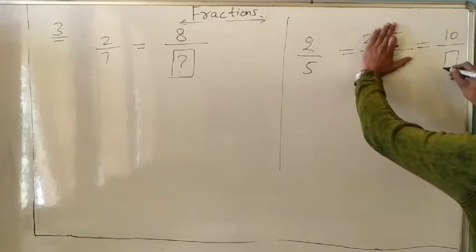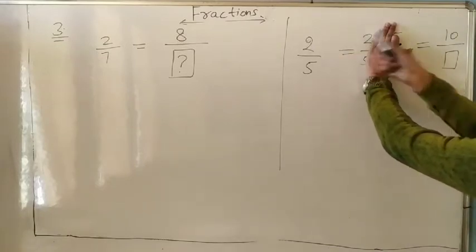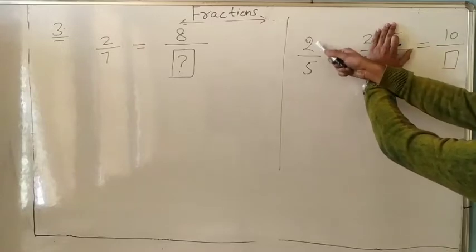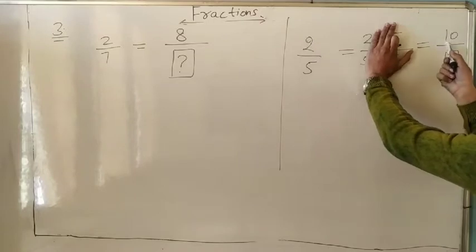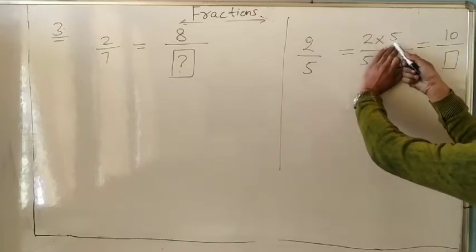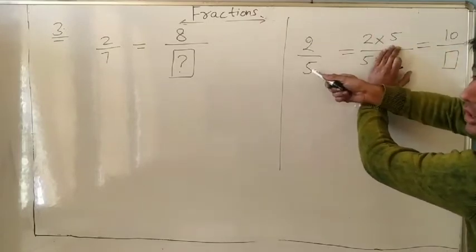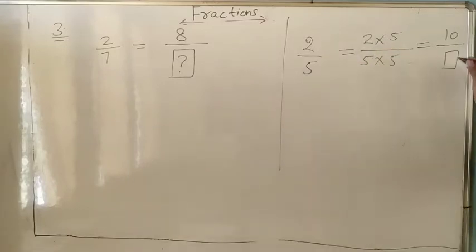So it means both are equal. What number do you multiply by 2 to get 10? So it means we should multiply by 5. So the denominator also we should multiply by 5. 5 into 5, 25. Understand?